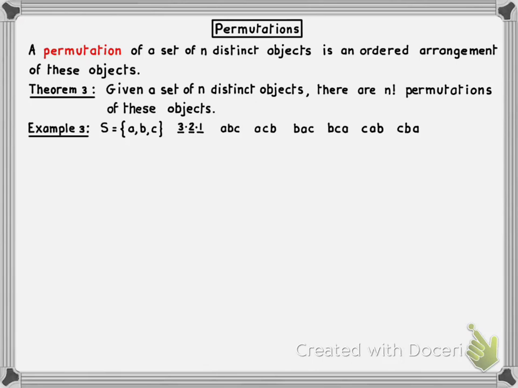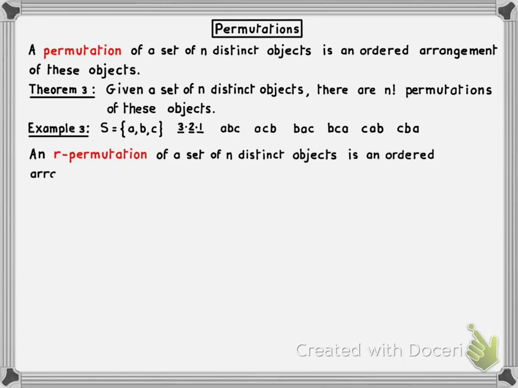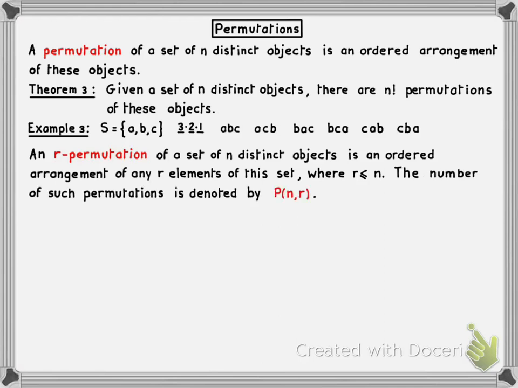Now, a related concept is the concept of an r-permutation. So again, you start with a set of n distinct objects, and you build an r-permutation of that set by first picking any r elements in that set and then ordering them in a particular way, where r is an integer that's smaller than or equal to n. So the number of these r-permutations is denoted by P(n,r). So P(n,r) is the number of permutations of r elements chosen among the n elements of a set S.